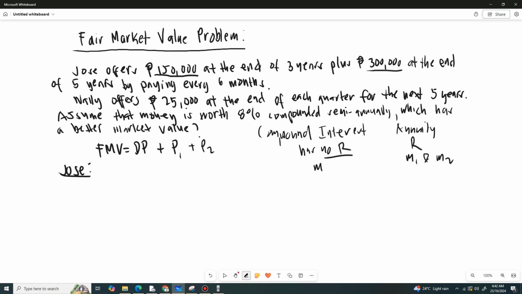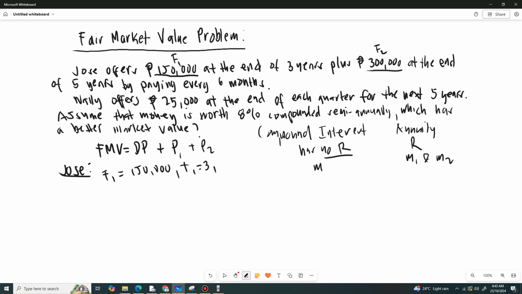Nakikita natin kay Jose, it has no given periodic payment or it has no R. So, meron lang tayo ditong future value. 150,000 future value and this one is the future value. Let this be future value 1, this is future value 2. So therefore, we will write future value 1, 150,000 pesos. And the time for this is 3 years. Let this be T1.